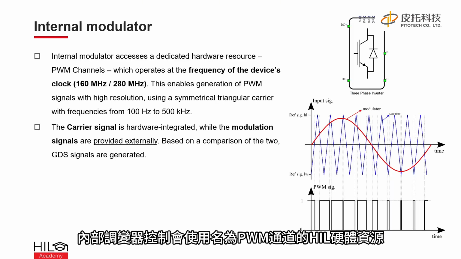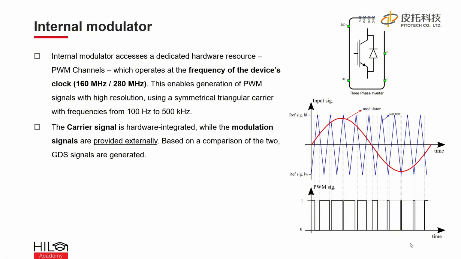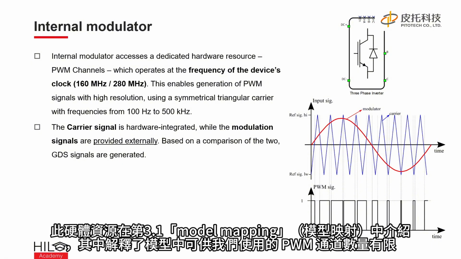The number of inputs for reference signals depends on the number of legs of the converter. Internal modulator control utilizes a HIL hardware resource called PWM channels. This hardware resource was presented in Lesson 3.1 Model Mapping, where it is explained that there is a limited number of PWM channels available to us in the model.